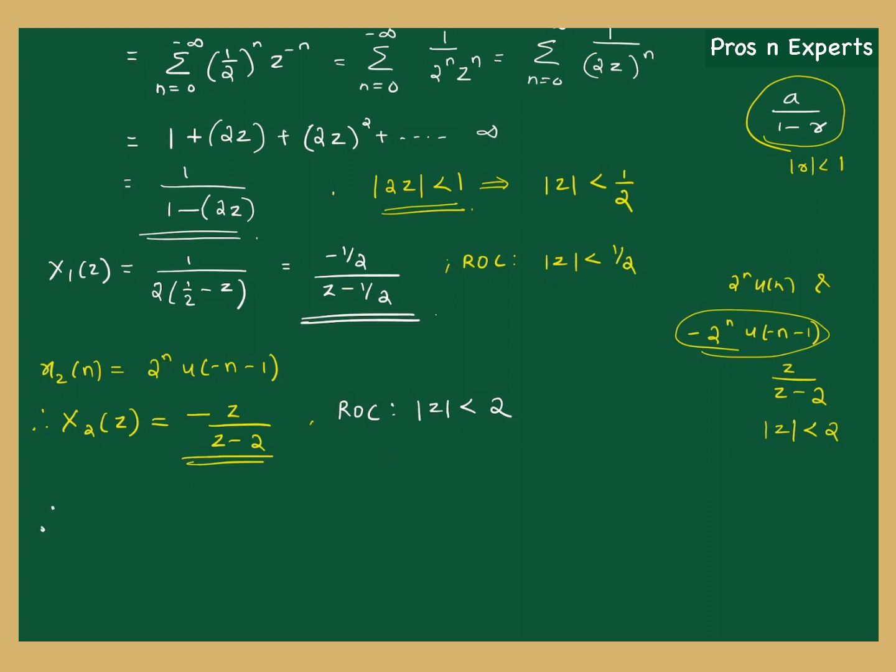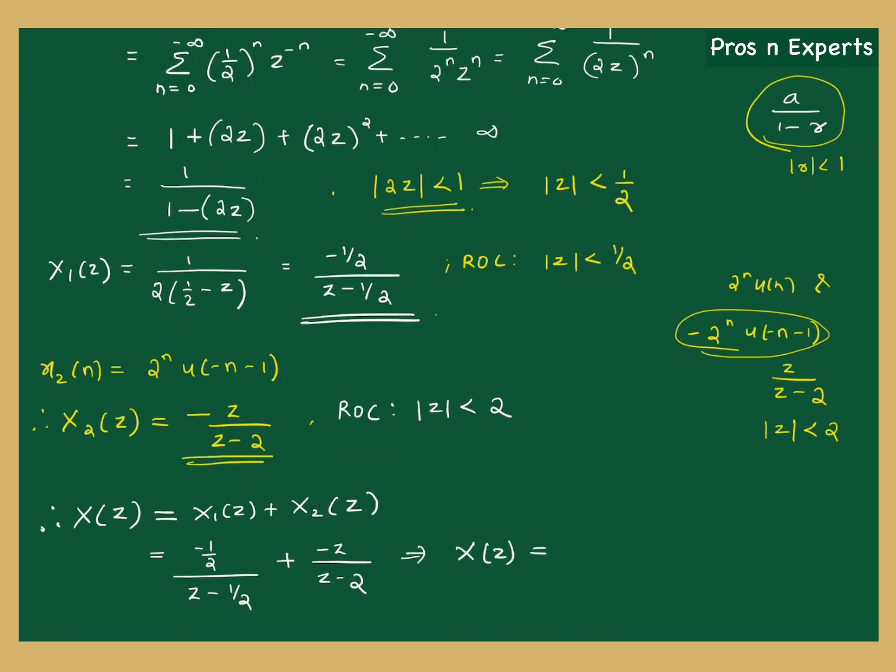So finally x of z: we know x of n equal to x1 of n plus x2 of n, we have put it in the first step. So x of z will be equal to x1 of z plus x2 of z, which will give you minus half divided by (z minus half) plus minus z by (z minus 2). Or I can write it as minus (1 by 2) by (z minus half) minus z by (z minus 2). This is the z transform. And what is the ROC?